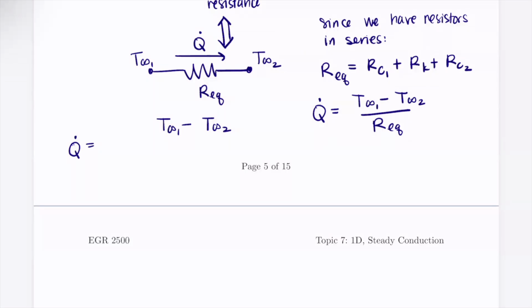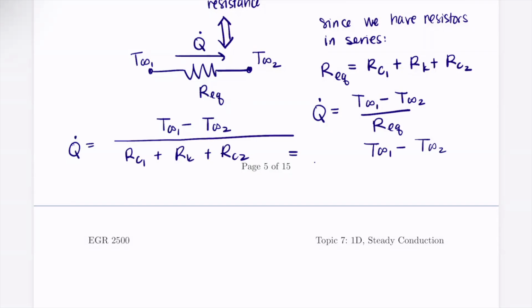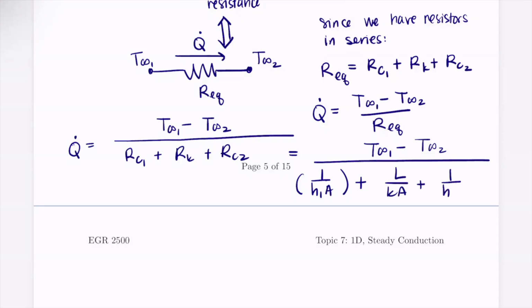Okay, so we still have our same numerator, but I'm going to expand out this equivalent resistance. So our equivalent resistance is RC1 plus RK plus RC2. And I'm going to expand those out as well. So I have T infinity 1 minus T infinity 2 divided by RC1, which is 1 over H1A, plus RK, which is L over K times A, plus RC2, which is 1 over H2A.